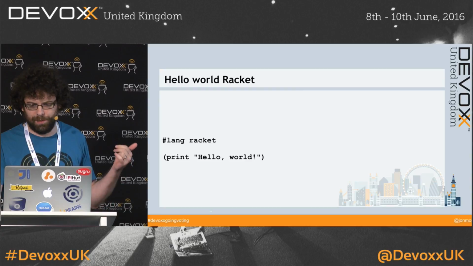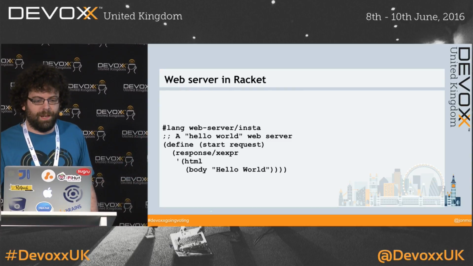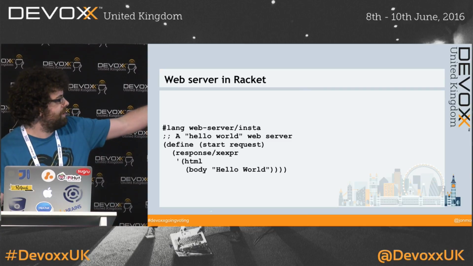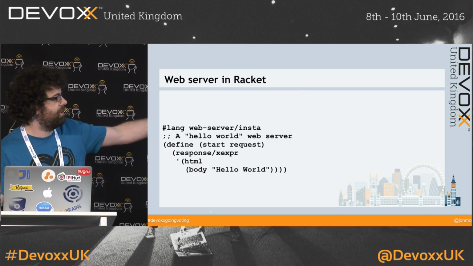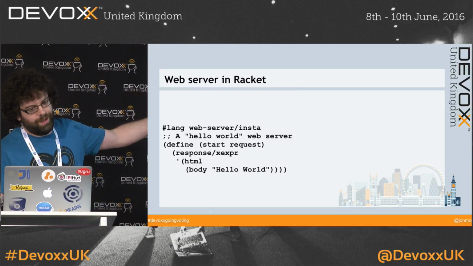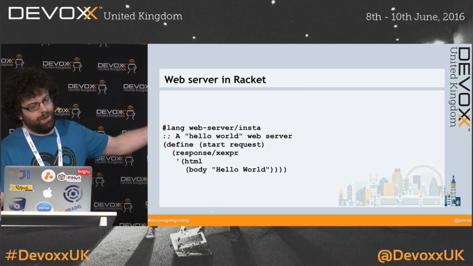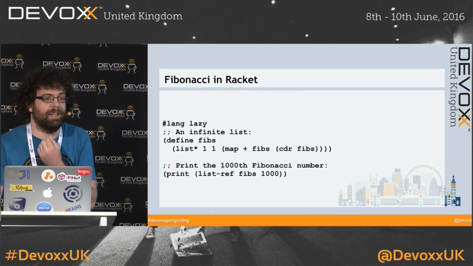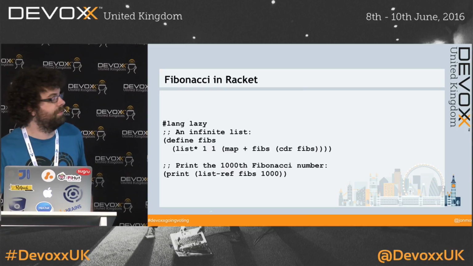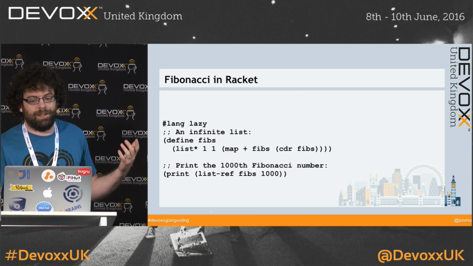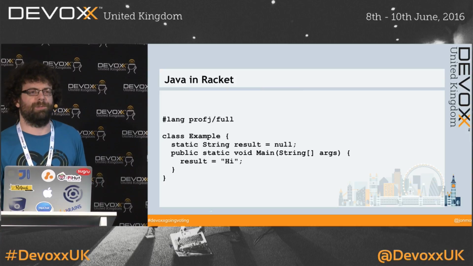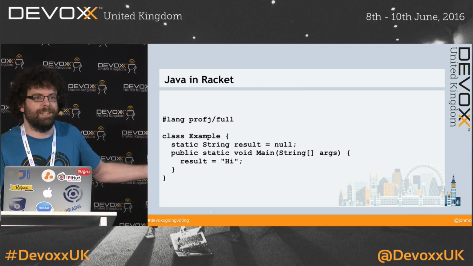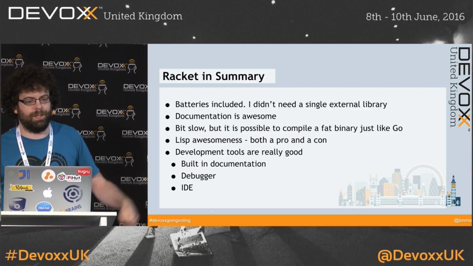So this is Hello World. That's where you always start. And a little bit more interesting is a web service with Racket. We specify the language, which is this web-server/insta, and then a function, and the function returns an HTML response with the body set to Hello World. It's pretty simple. You can also do things like enable laziness in Racket. So this is Fibonacci in Racket, and you can do things like implement Java in Racket. So this is Racket, and it's Java. It's really a very flexible language.